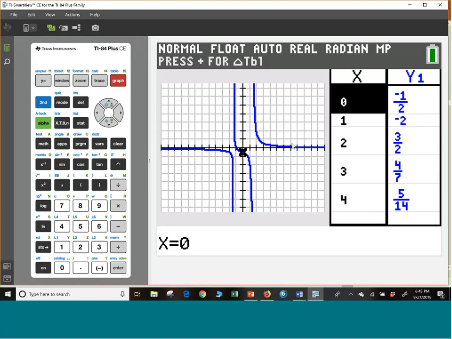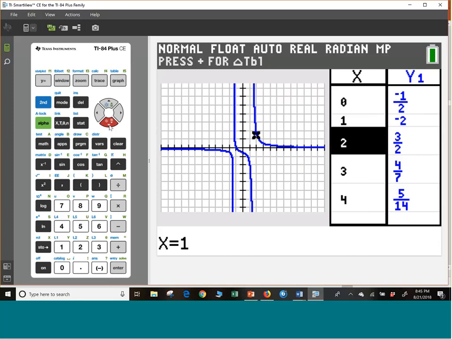Right now I'm at 0, and here's the part I really like. Watch what happens when I press the down arrow. Look at the table and look at the graph. And you are able to see both at the same time.